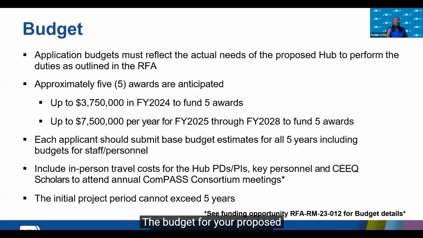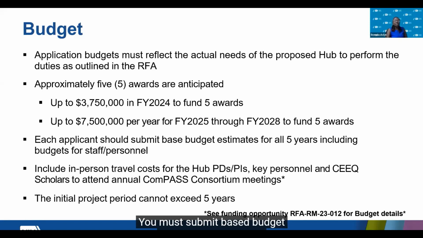The budget for your proposed application should reflect the resources needed to perform the duties of the hub as outlined in the RFA. The NIH Common Fund, or the office under the Office of Strategic Coordination, intends to commit approximately $3.75 million in FY 2024 and $7.5 million per year for FY25 through 28 for approximately 5 awards. This amount is contingent upon NIH appropriations and submission of a sufficient number of meritorious applications.